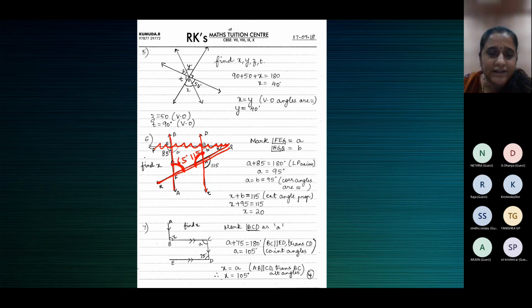Now 85 is equal to 65 plus X, exterior angle property in a triangle. So we used vertically opposite angles first, then co-interior angles are supplementary, then exterior angle property in a triangle. First vertically opposite angles, next allied angles are supplementary, then exterior angle property in a triangle.